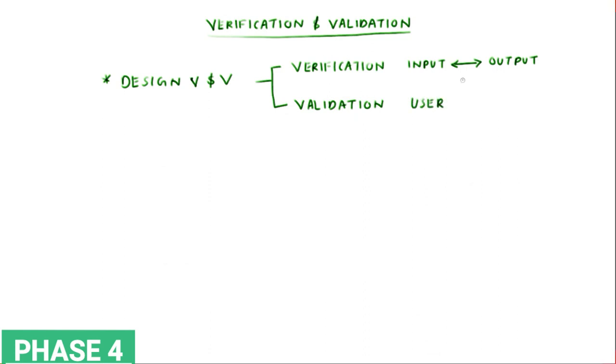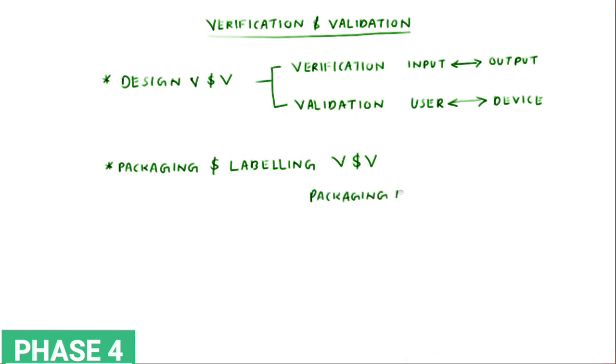The next is packaging and labeling verification and validation. Once the packaging design is done, it has to be validated. This packaging validation ensures that the packaging integrity is maintained throughout all the phases of processing, handling, and also it ensures the expected shelf life of the product.